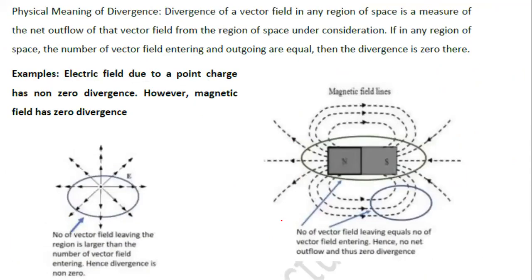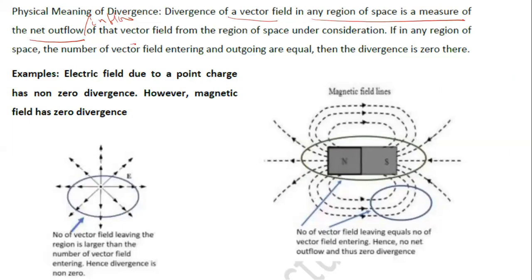Okay. Now let us look into what is called, I'm about to conclude, the physical meaning of divergence. In any region of space, divergence of a vector field measures the net outflow or inflow of the vector field in that region of space under consideration.